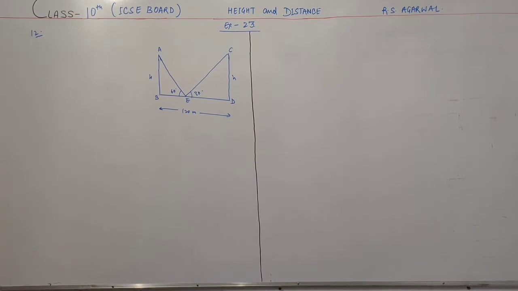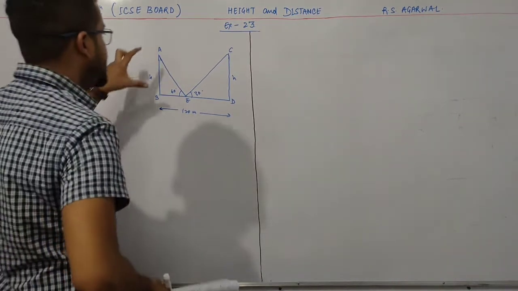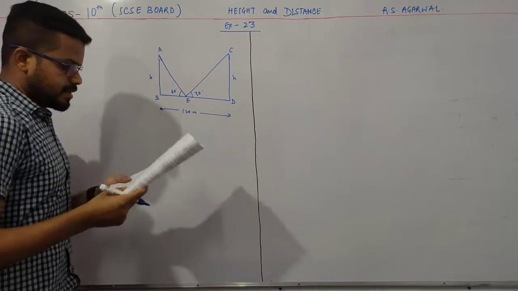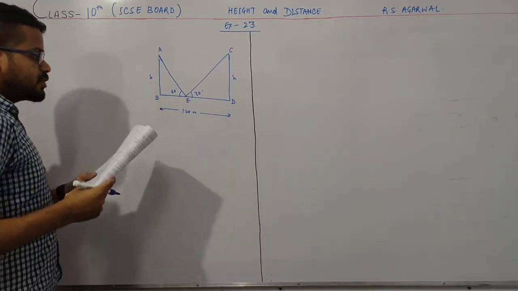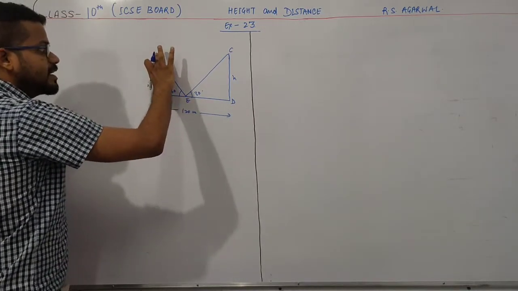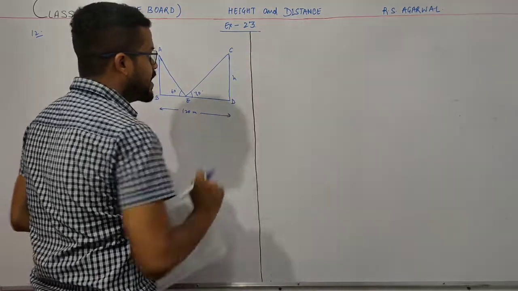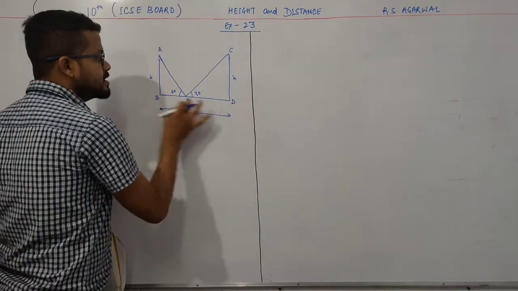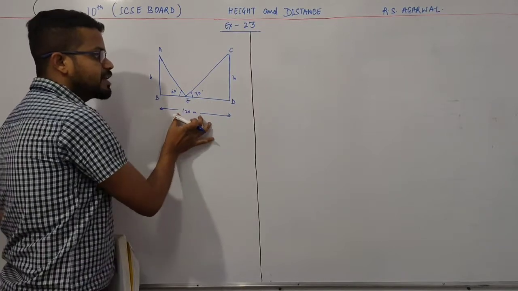Question number 12: two pillars of equal height H on either side of a roadway. Here this is the road, and on each side there is a pole of the same height H, and the road is 120 meters wide.